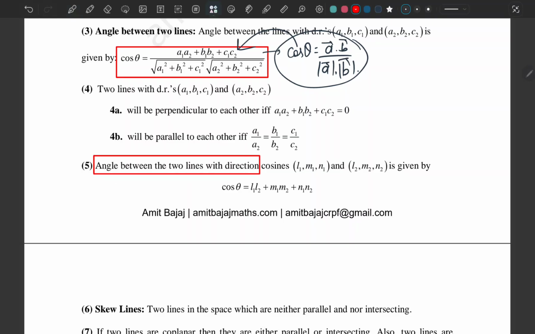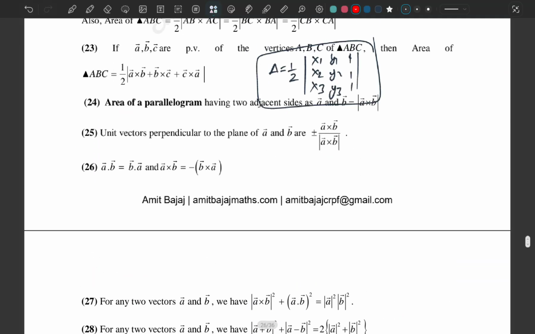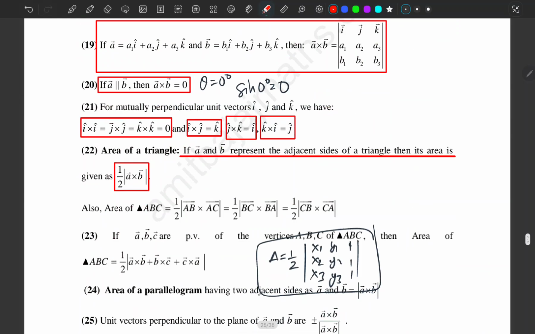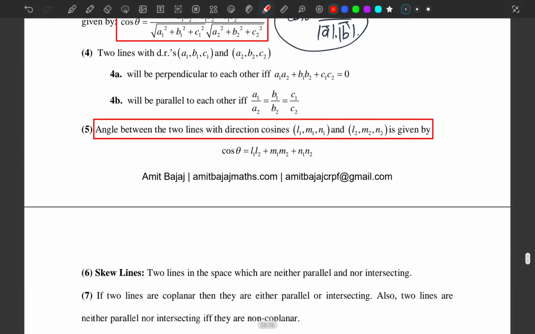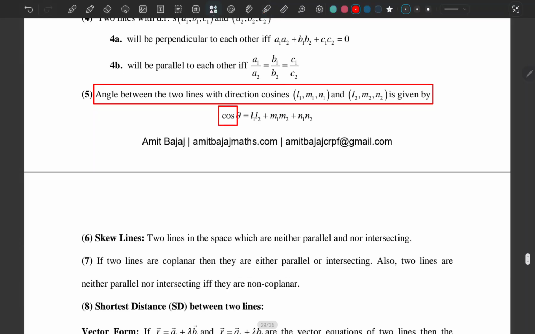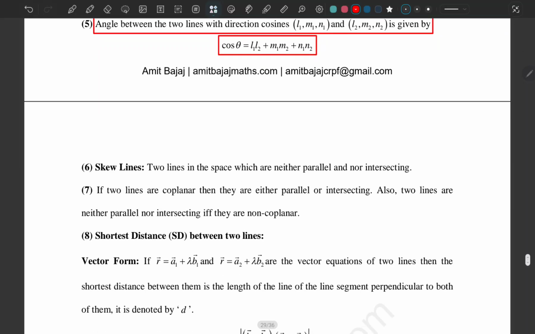Angle between two lines with direction cosines. Like with direction cosines, we are out to find the angle between two direction cosines. And what were direction cosines, as we have studied here? Let me tell you again. So these were the direction cosines. So angle between two lines with direction cosines l1, m1, n1 and l2, m2, n2. So that's how we're gonna find that. So here it is, this is the formula: cos theta equals l1 l2 plus m1 m2 plus n1 n2. That's how.